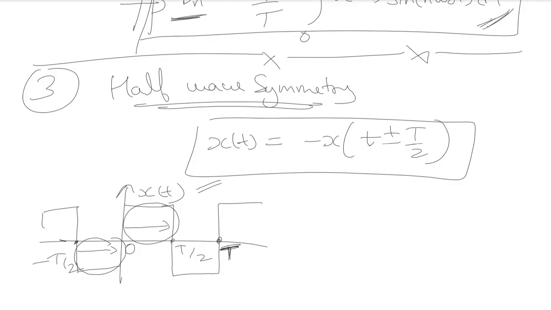Such a waveform is known as half wave symmetry. That is, x(t) is equal to minus of x of t plus or minus T by 2. I am repeating once again. In case of half wave symmetry, if capital T is the time period, then the waveform from minus T by 2 to 0 will be the negative of the waveform from 0 to T by 2. Such a waveform is known as half wave symmetry. It is shifted by half of the time period.